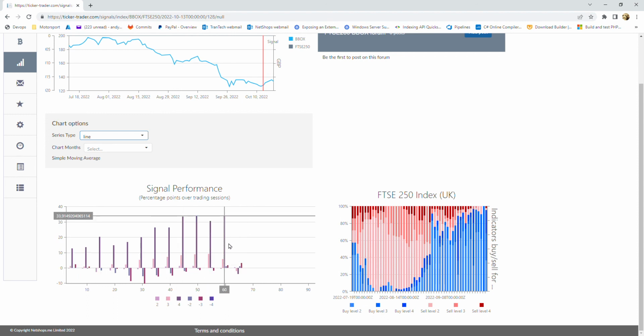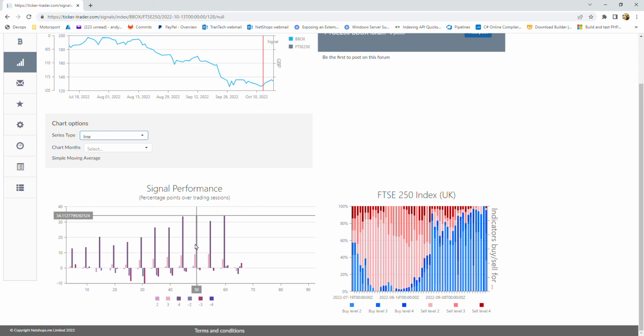So we're going to say the highest one here is this one, 50 trading sessions, 34% for a buy indicator, a level 4 buy indicator, which is made up of a level 4 buy signal, which is made of 4 trade indicators. Now that's going to get you profit of 34.11% on average.